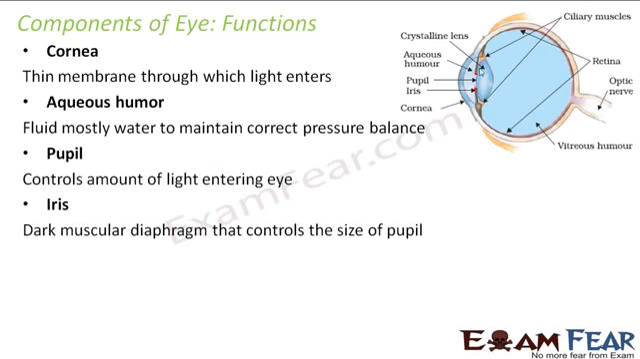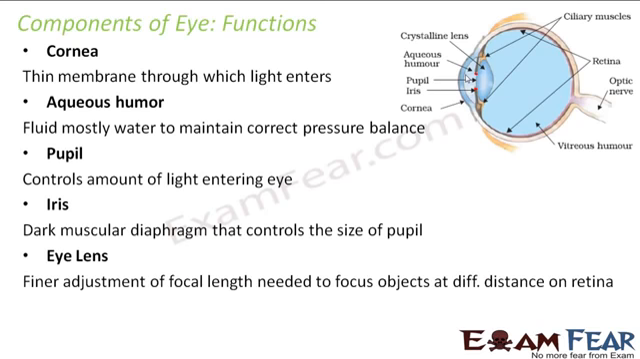When the iris on two sides comes closer, the size of the pupil will decrease. When the iris on both sides goes away from each other, the size of the pupil will increase. So the iris and pupil together control the amount of light depending upon the situation. Next is the eye lens. What does it do? It helps in finer adjustment of the focal length needed to focus objects at different distances on the retina. So the purpose of the eye lens is nothing but image formation.